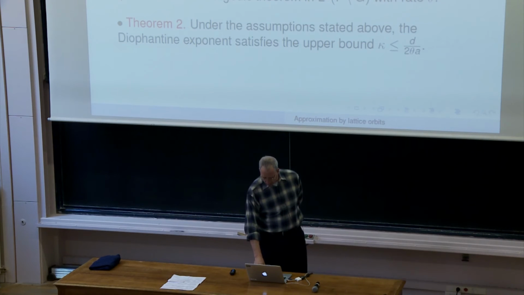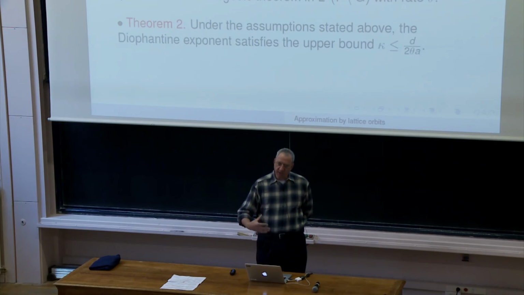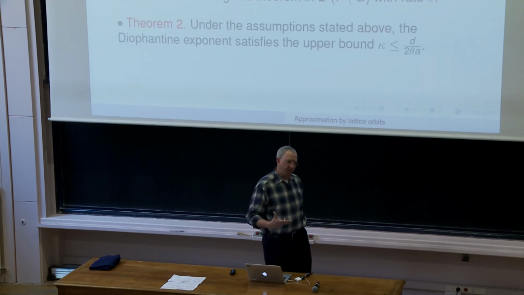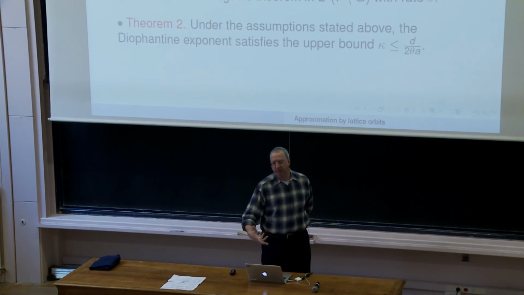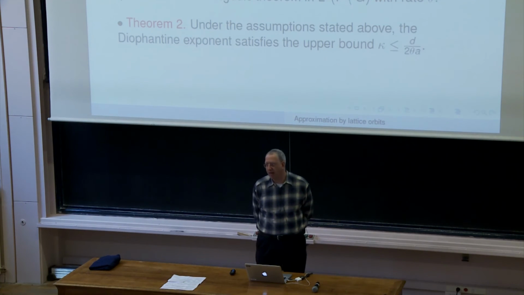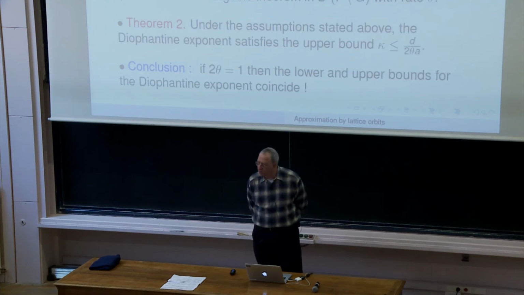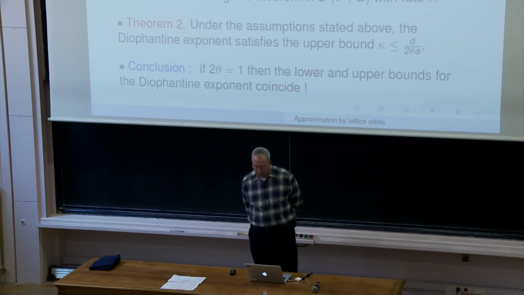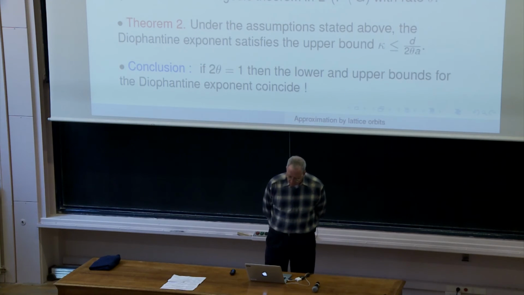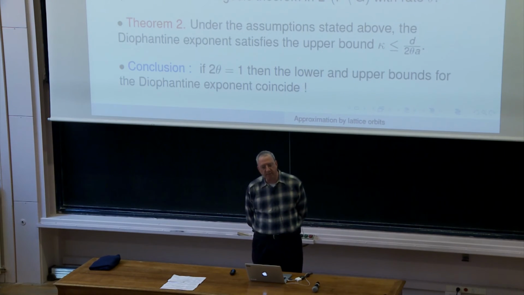And so we are using spectral methods, and so there's a spectral parameter that comes into the upper bound. But notice that if 2θ equals 1, then the lower and upper bounds for the Diophantine exponents coincide.